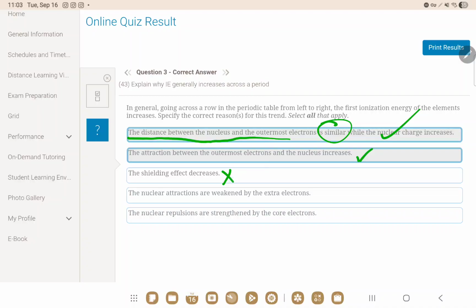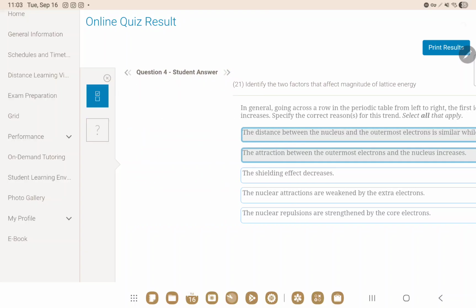Shielding effect does not decrease, it stays the same. Nuclear attractions are weakened by extra electrons? Definitely not. And the nuclear repulsions are strengthened by the core electrons? The repulsions are strengthened by the core electrons? No. It's only valence electrons that have anything to do with repulsion. Moving on.